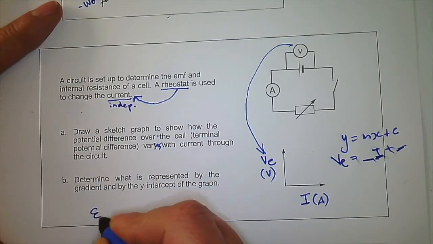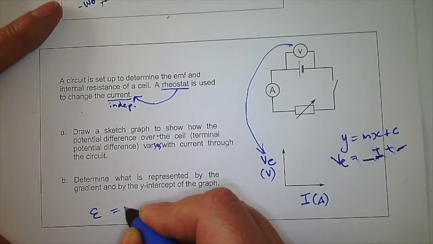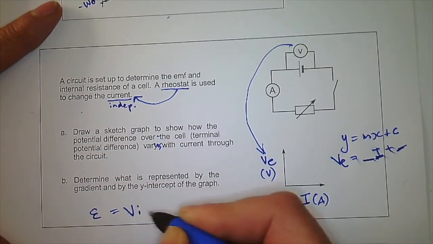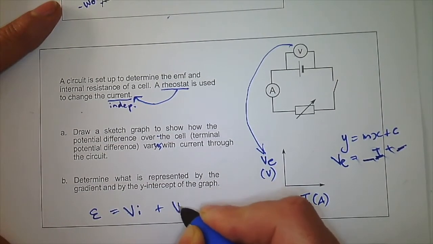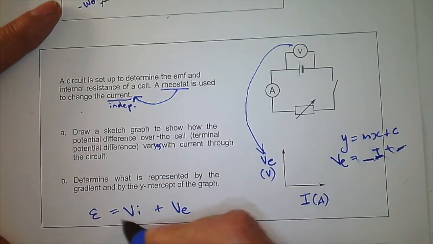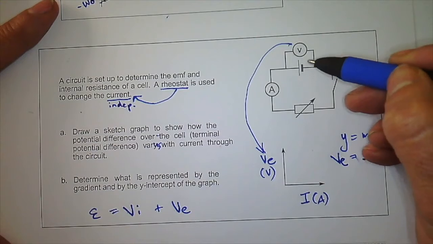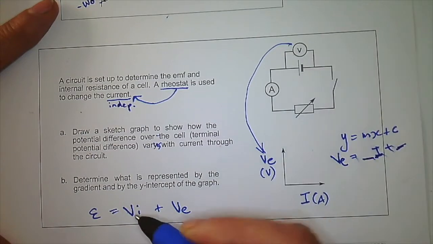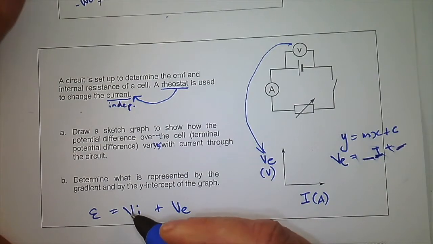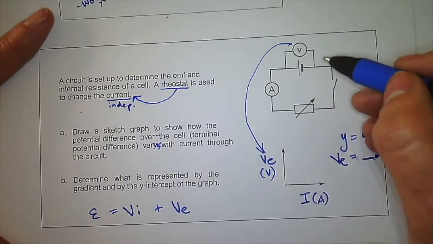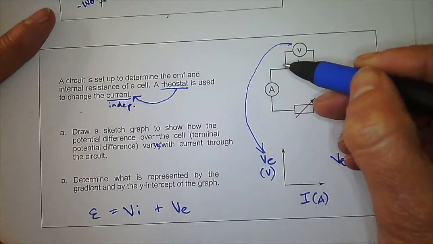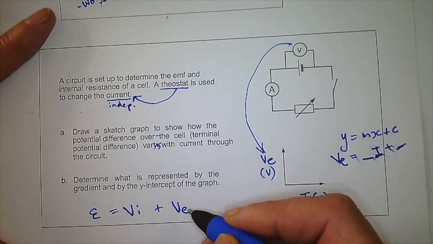I know that the EMF is the voltage that is used internally and the potential difference that is used externally, right? EMF is everything that is given by the cell. Some of that is used inside, V internal, right? We also sometimes call that the lost voltage. And some of that is used externally, sometimes called the load.